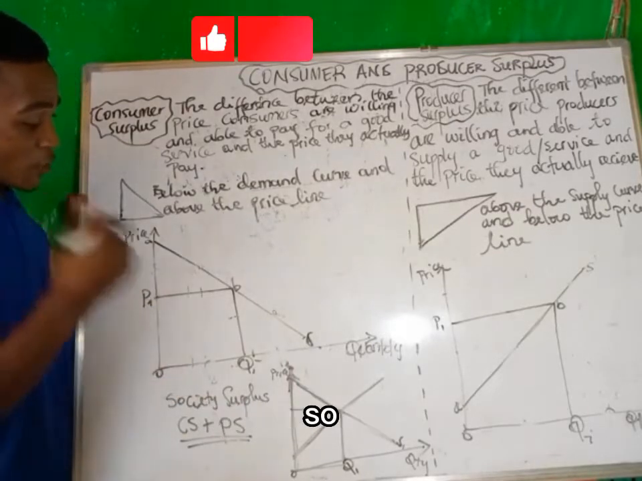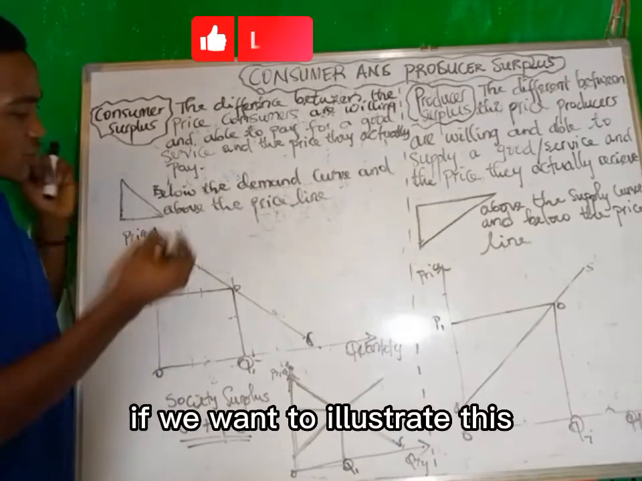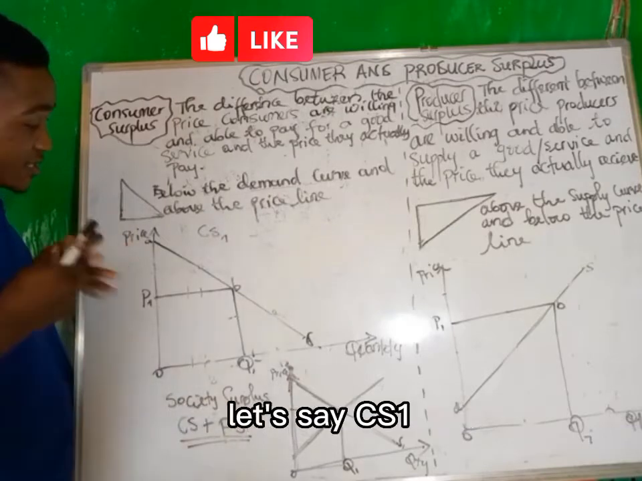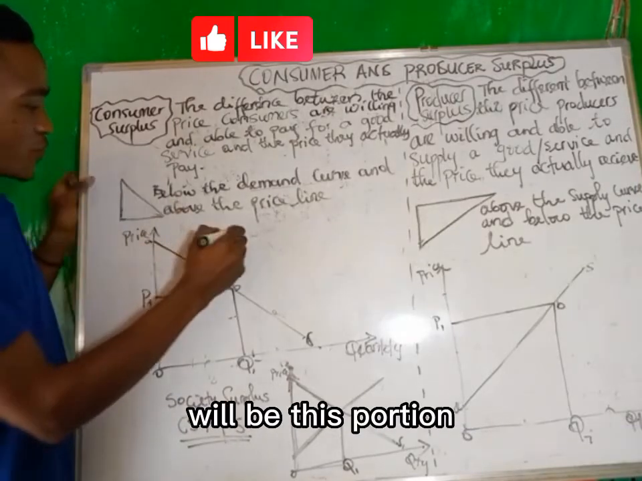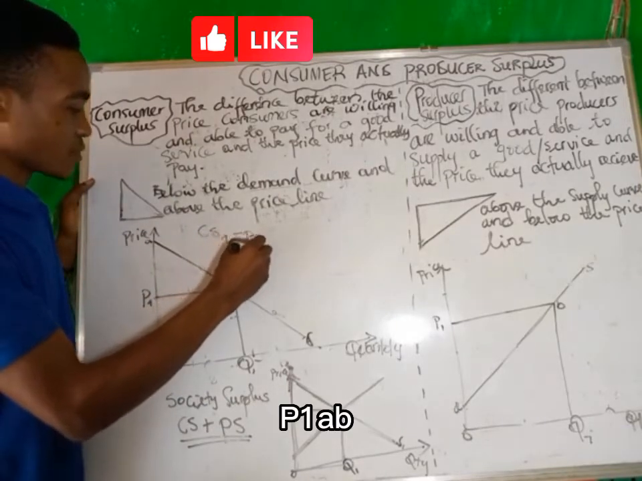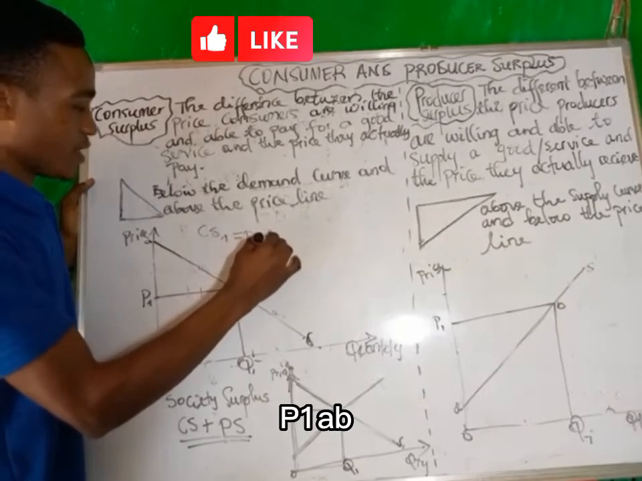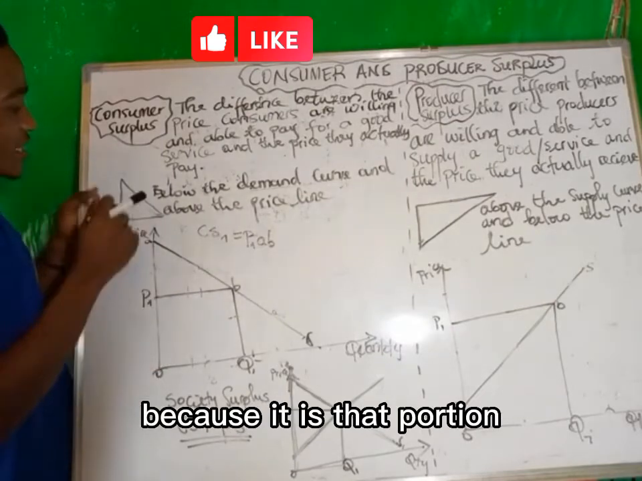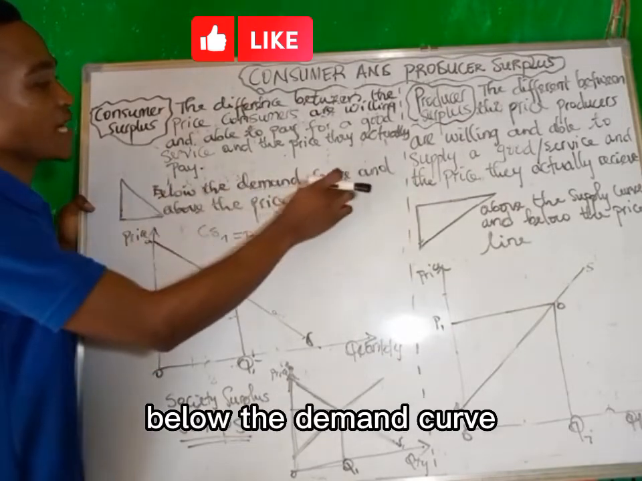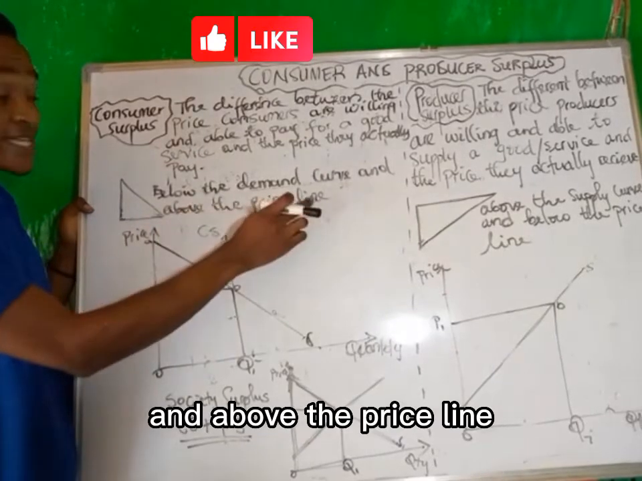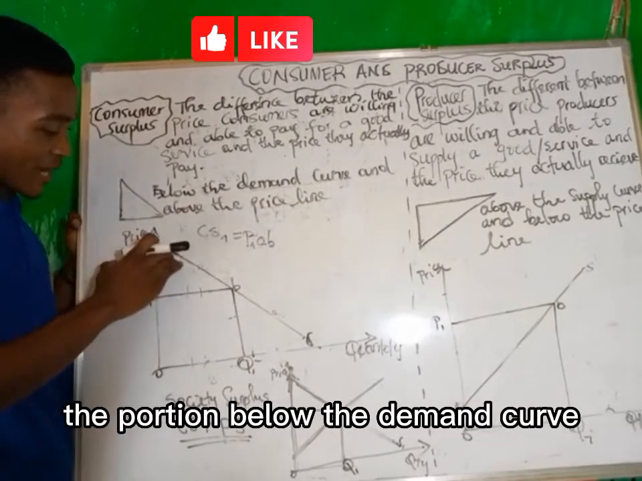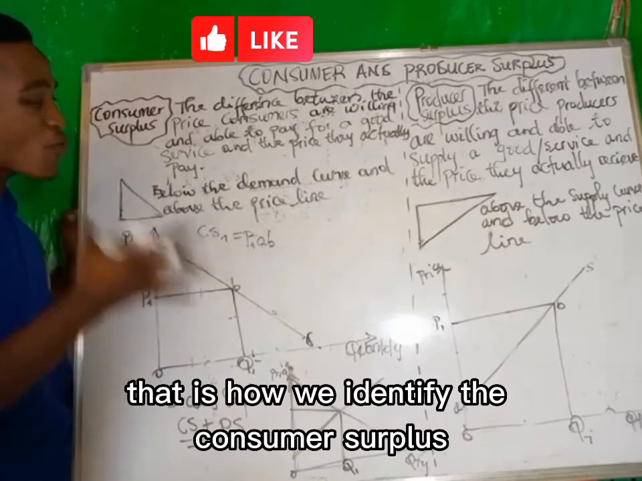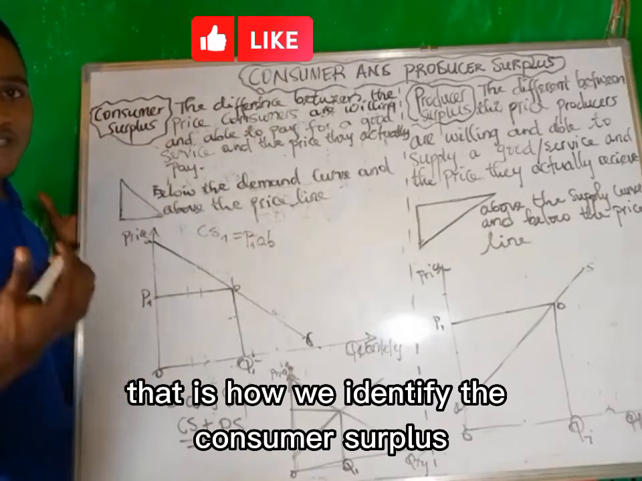That is a surplus. So if we want to illustrate this, let's say the consumer surplus, CS1, will be this portion P1AB. Why? Because it is that portion below the demand curve and above the price line. The portion below the demand curve and above the price line. So that is how we identify the consumer surplus.